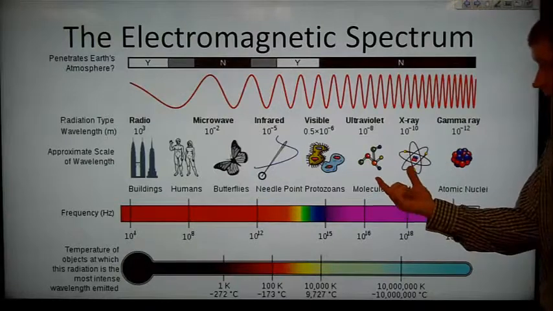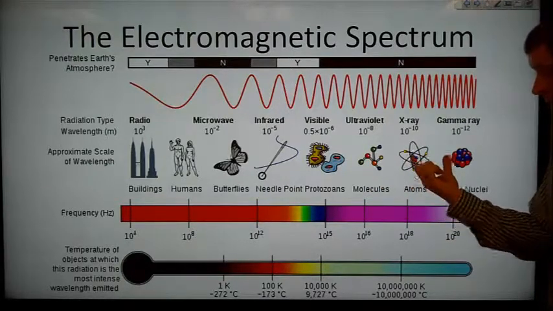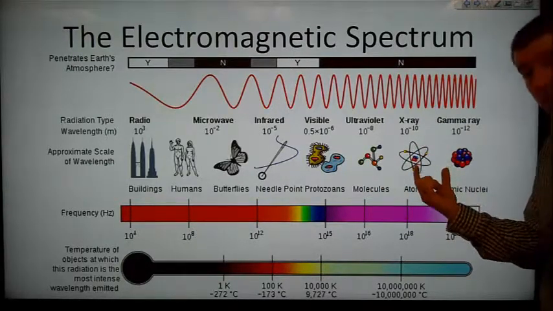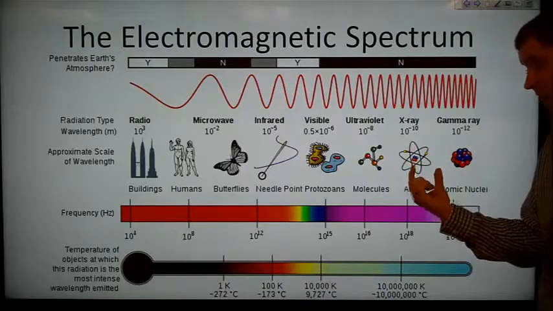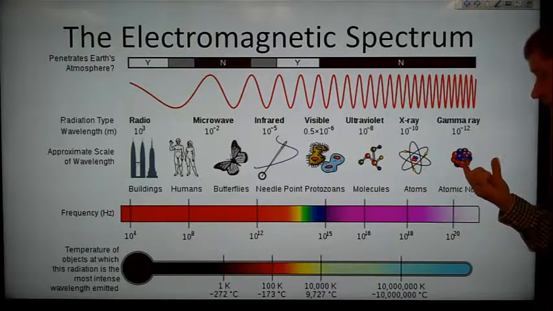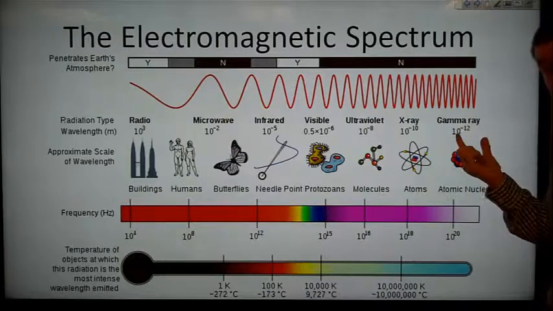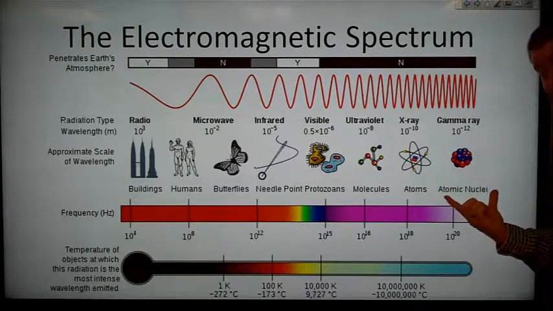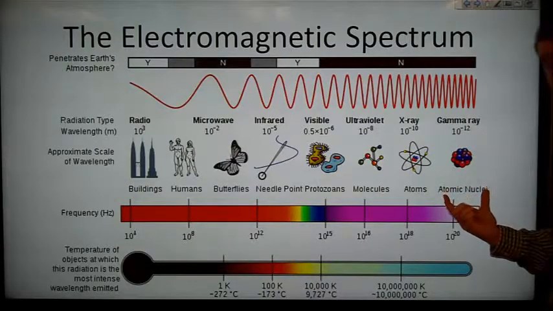So we get to X-rays. They could potentially, that's about the same size as an atom. And then gamma rays at 10 to the minus 12 meters or so, that's the size of an atomic nucleus. It's really, really tiny.